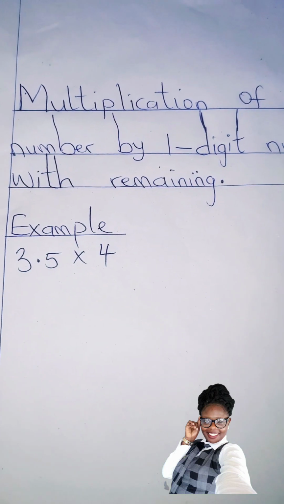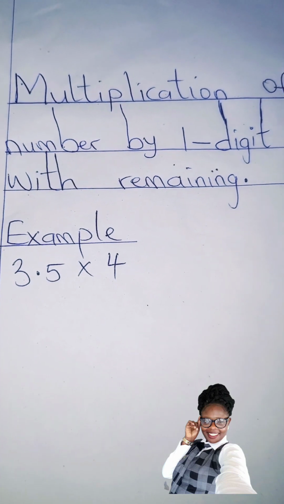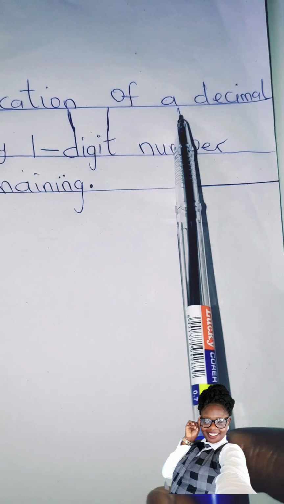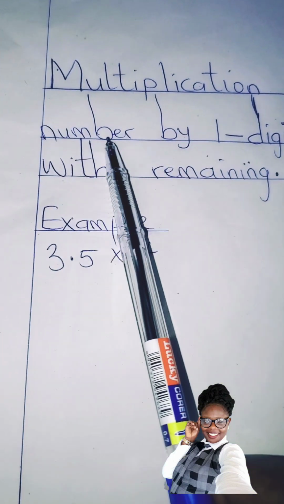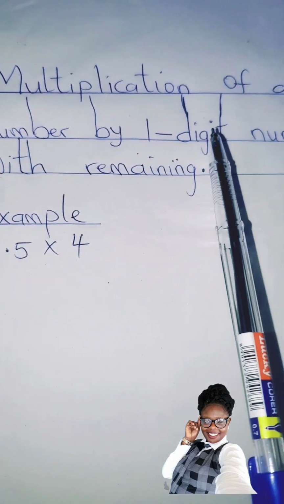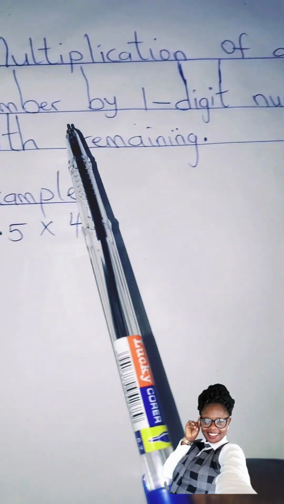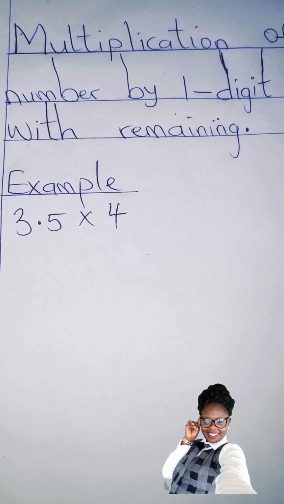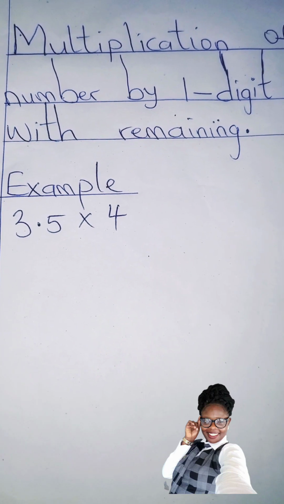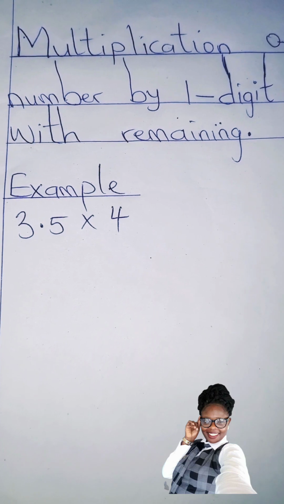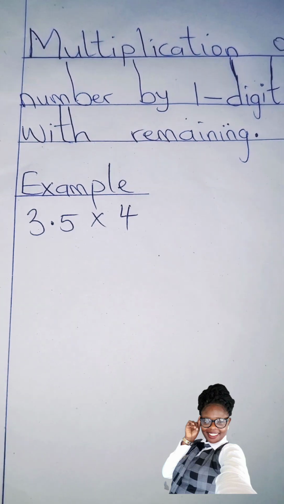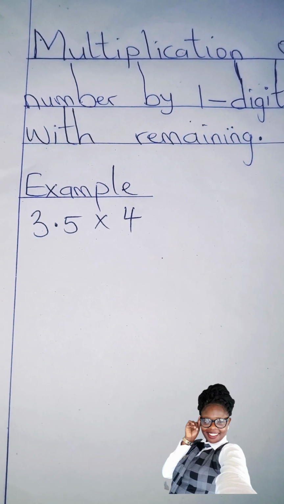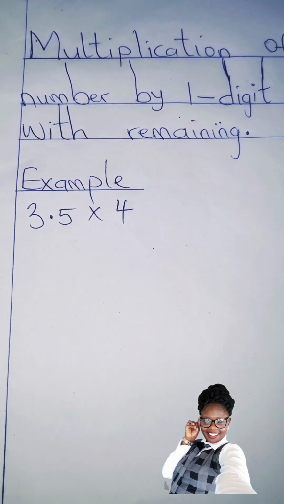In today's class, I shall be teaching the multiplication of a decimal number by a one-digit number with remaining. You can use this method to teach or explain to pupils in the lower basic classes. In my previous video, I've explained what a decimal number is and what a whole number is.